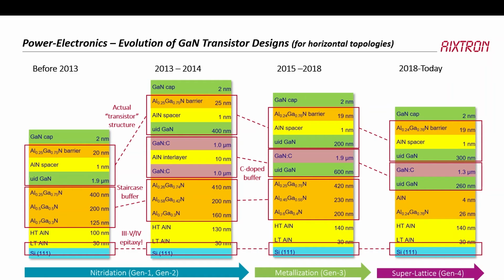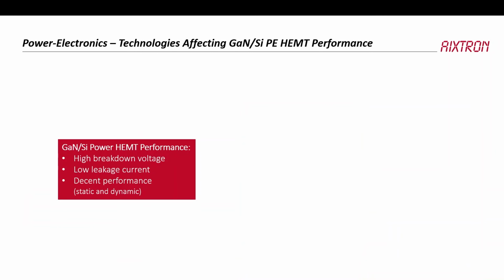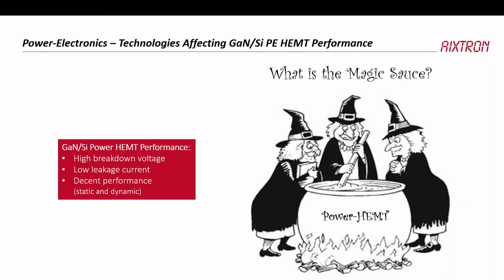Then we have the staircase buffer, and nowadays we have the superlattice, which can be up to 150 pairs. And this is actually what takes up most of the time of the growth, to be honest. And all of this you need to do in order to make the transistor work. So let's see, what's the magic sauce? What we want in the gallium nitride silicon power amp, we want high breakdown voltage, of course, we want low leakage current, decent performance, static and dynamic.